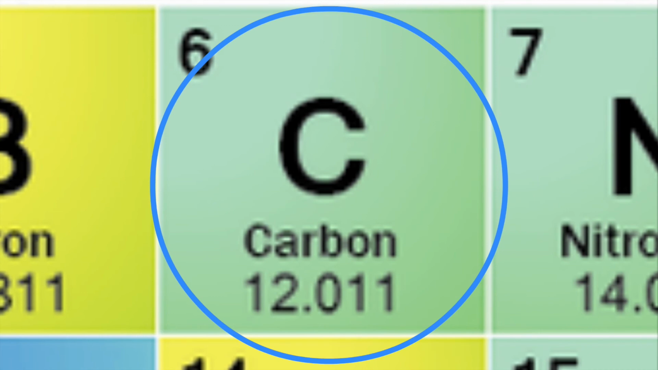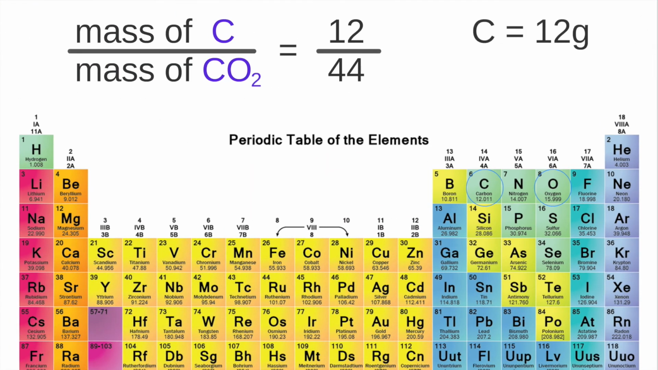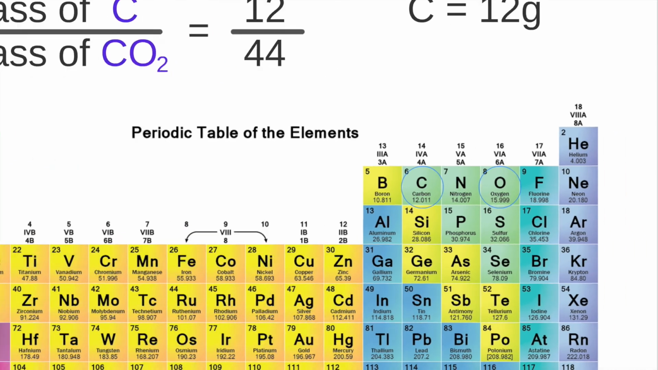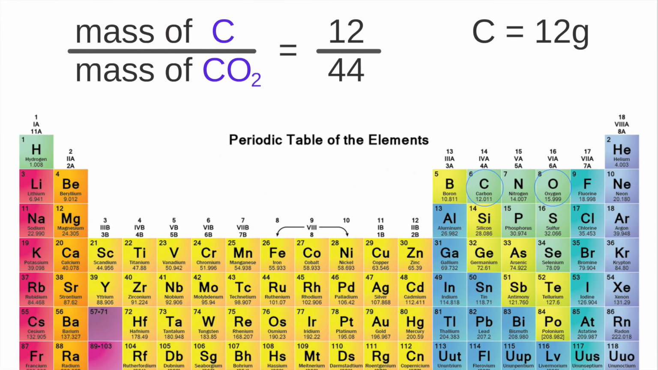Now this number down here is the atomic mass of carbon, or how many times heavier carbon is than hydrogen. So the atomic mass for carbon is 12 grams. Let's look at oxygen. The atomic mass for oxygen is 16. It's 16 times heavier than hydrogen. So now, could we figure out the atomic mass of CO2? So that's 1 carbon and 2 oxygens. C plus 2 times O.